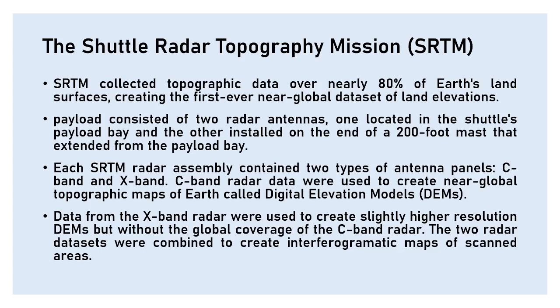Anyway, the C band radar data were used to create near global topographic maps of the earth called digital elevation models. So it was this C band data which was used for creating these global DEMs, and the data from X band were used to create slightly higher resolution DEMs. C band enables you to get information on a global scale, but X band, resolution-wise, is higher, but doesn't have the global coverage like C band.